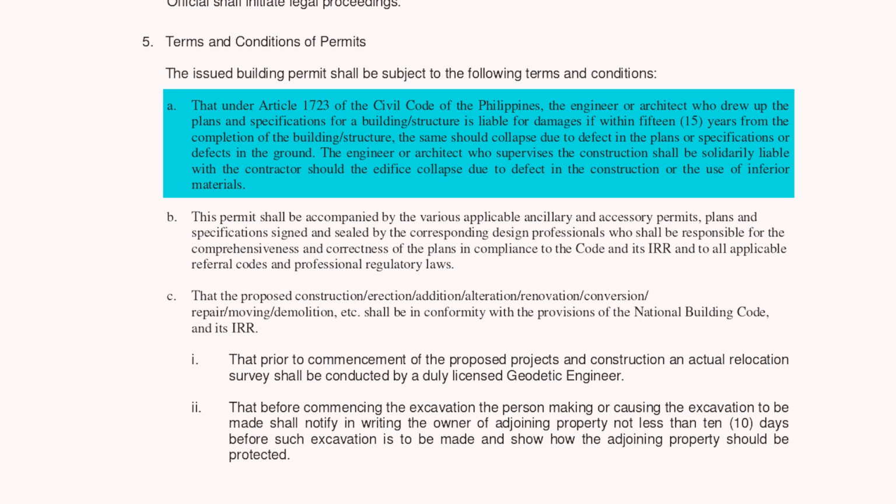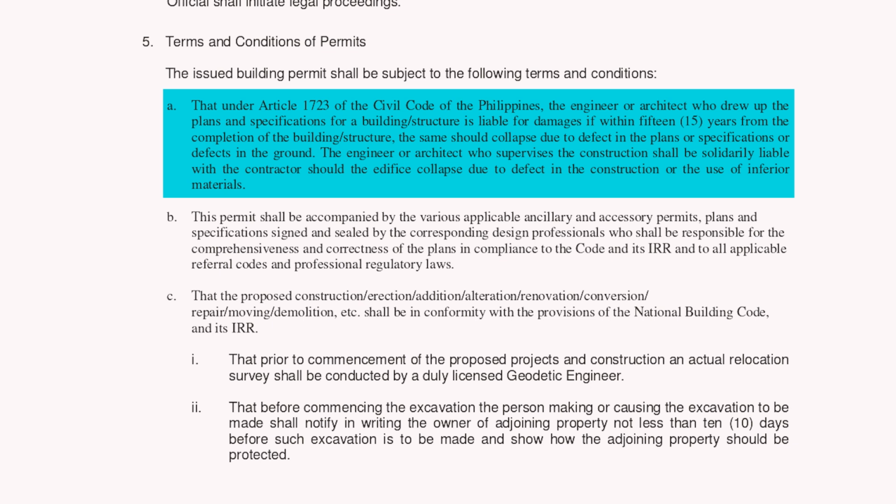So let's read what it says. Article 1723 says that the engineer or the architect who prepared or who drew up the plans and the specs for the building is liable for damages if within 15 years from the completion of the structure should collapse by reason of a defect in those plans and specs or due to the defects in the ground. So the scenario that we're contemplating right now is natapos yung building, pero nag-collapse yung building within the first 15 years. Yung 15 years na yan, we measure it from the completion date. So essentially, the first 15 years of the building, nag-collapse siya.